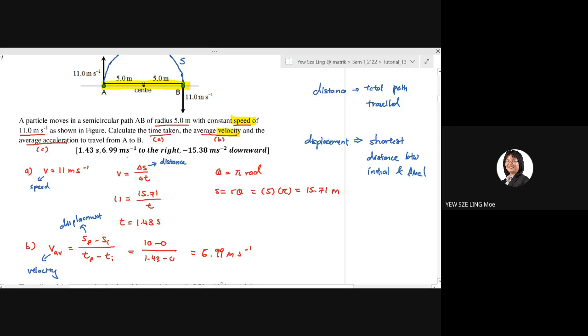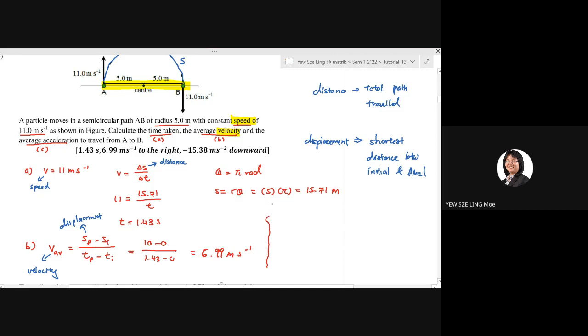And it is to the right. Why? Because your displacement is going to the right, your object is going to the right. So for average velocity, you just write 6.99 meters per second. Okay, it's enough. So now we have average velocity 6.99.